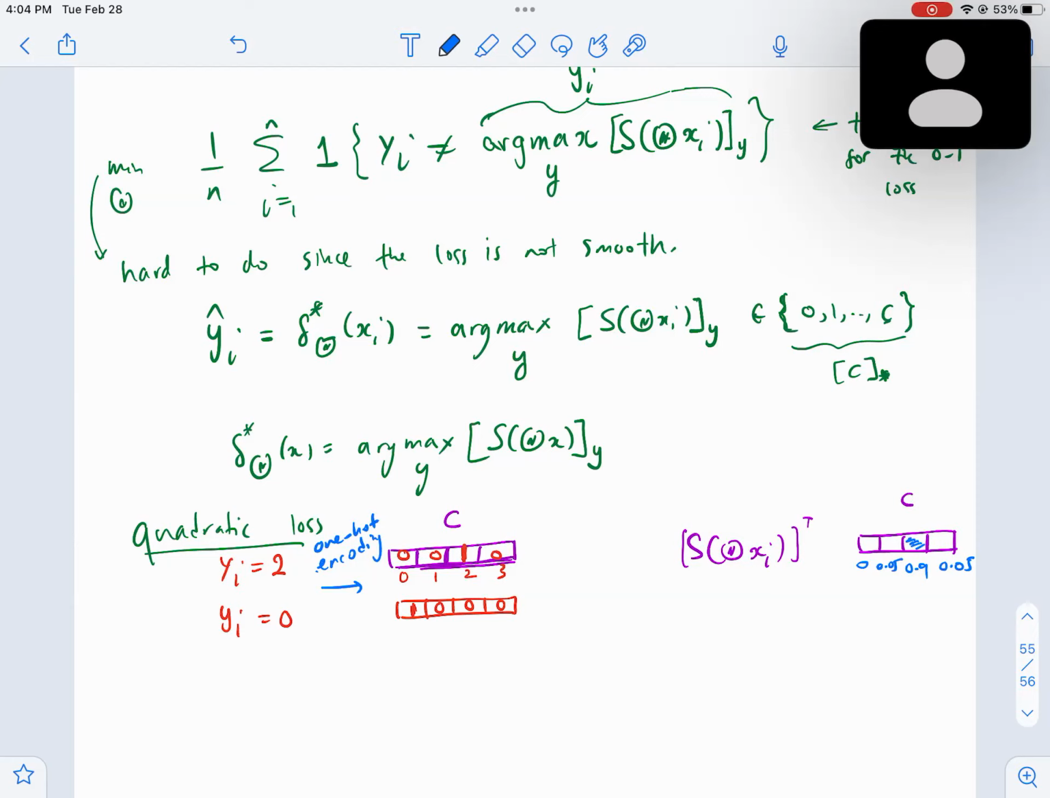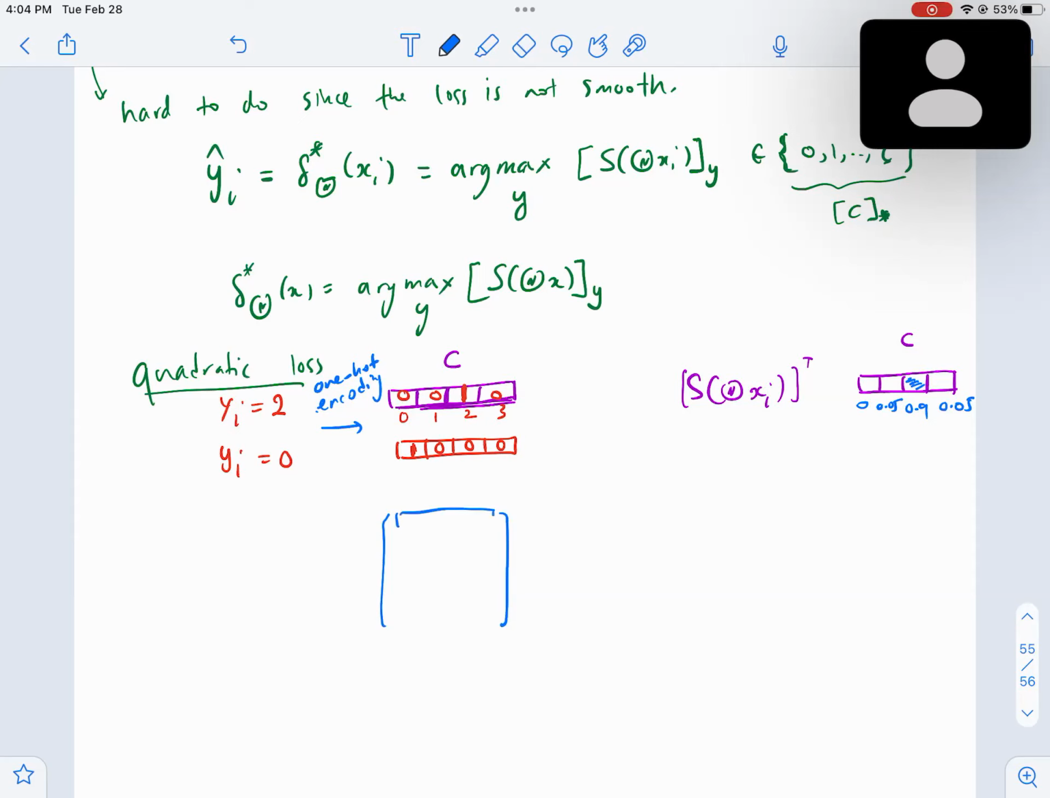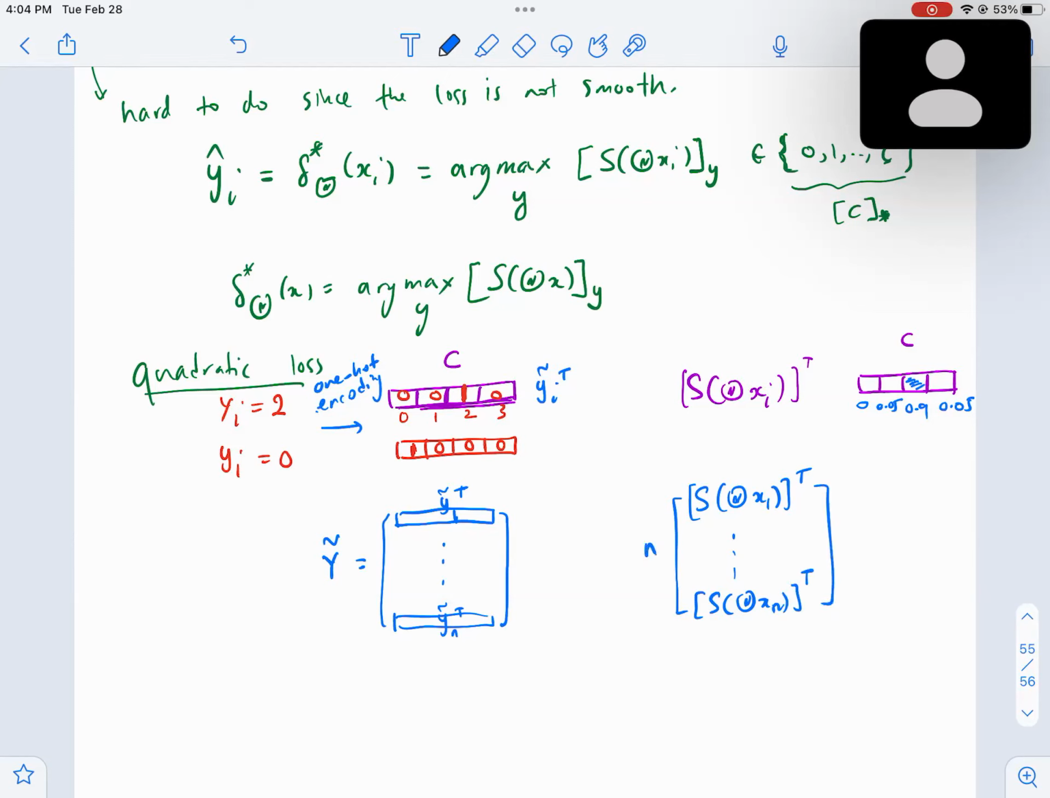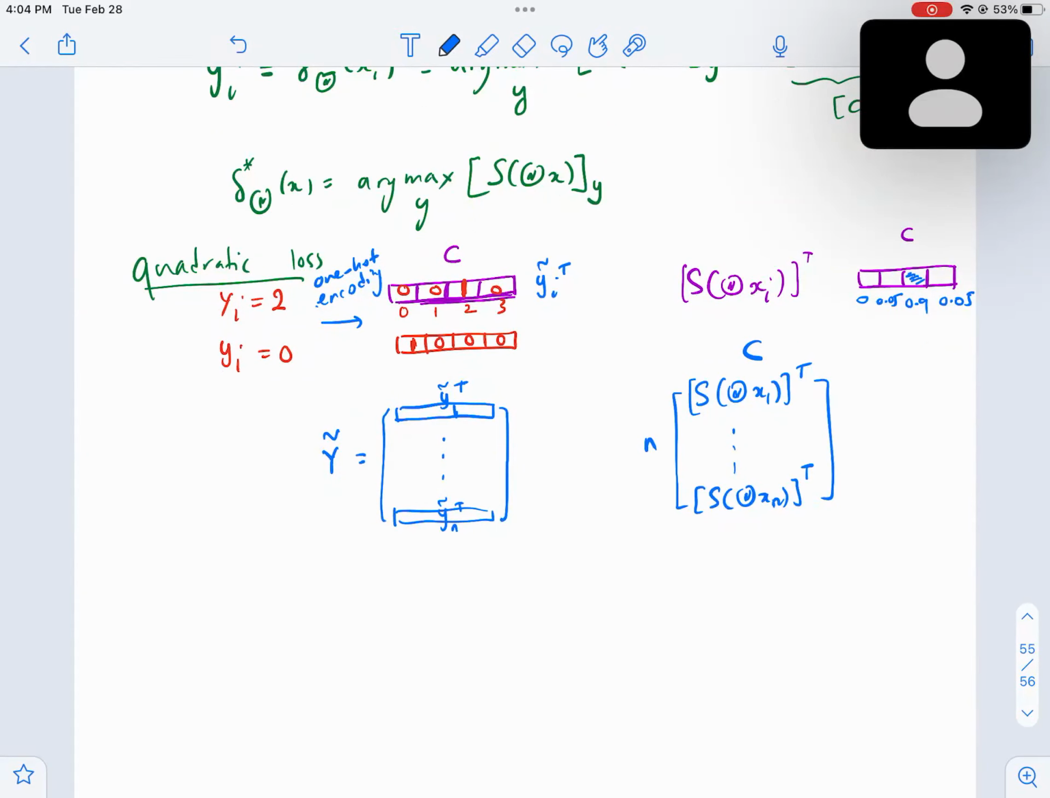And so if I form a vector, every row here I'm going to write as y tilde i transpose. So it's going to be y1 tilde transpose up to yn tilde transpose. This is going to be y tilde. And then I'm going to put these into, again, transpose, s theta x1 transpose up to s theta xn transpose, right? So this would be n by c. Then I can directly compare these two matrices, row by row, and I can form the difference, and then the L2 norm, Frobenius norm, actually.